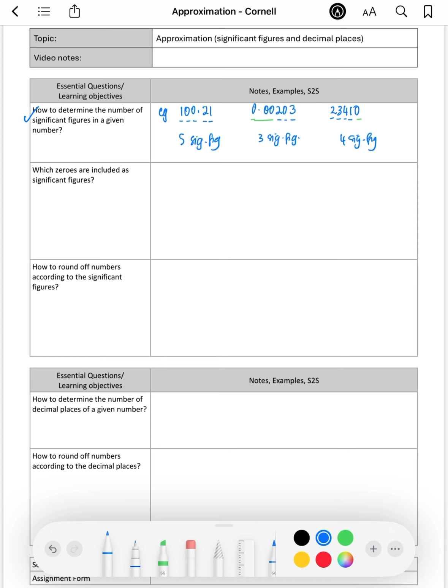So since there is a variety of zeros, some included as significant, some not, that brings us to the next essential question. Which zeros are included as significant figures? So let's look at the same example, 100.21. These two zeros here are between two non-zero digits. So if you have zeros between two non-zero digits, that means they are included.